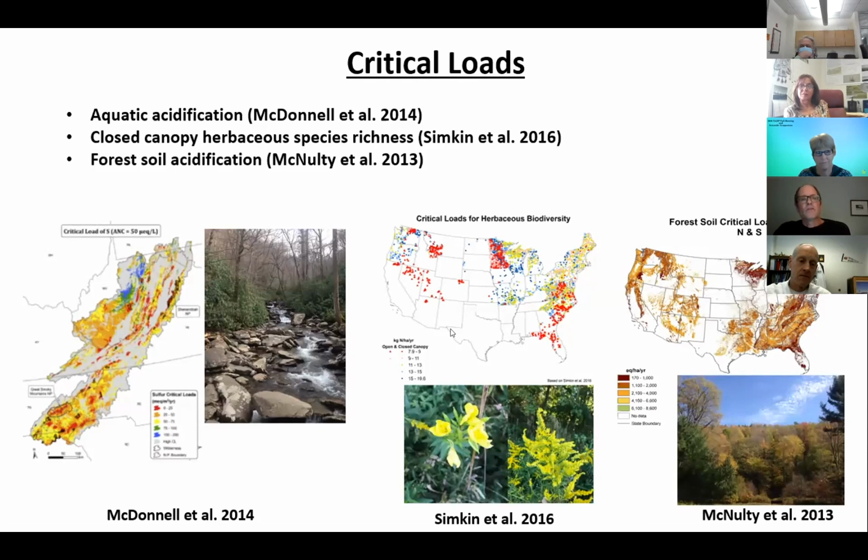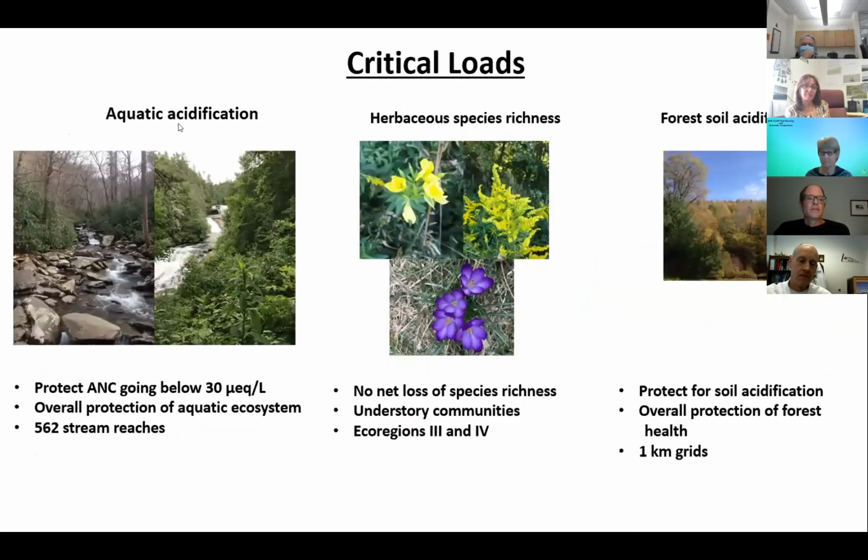We also looked at closed canopy herbaceous species richness based on Simkin et al. And then lastly, we looked at forest acidification, the work that McNulty et al. had done in 2013. For the indicators for aquatic acidification, we used an ANC level of 30 as our indicator level. It provides overall protection of aquatic systems. In the case study, there were 562 stream reaches that were analyzed.